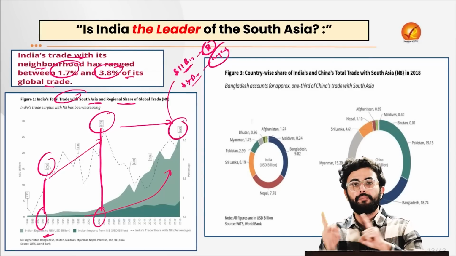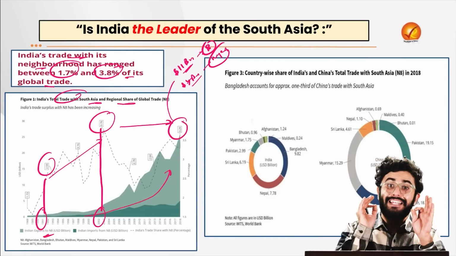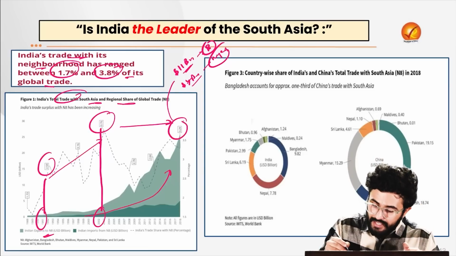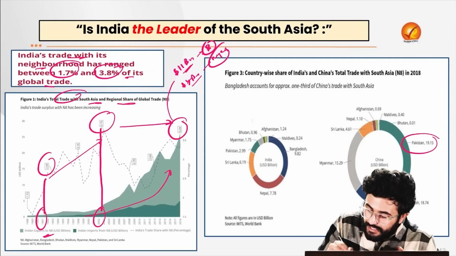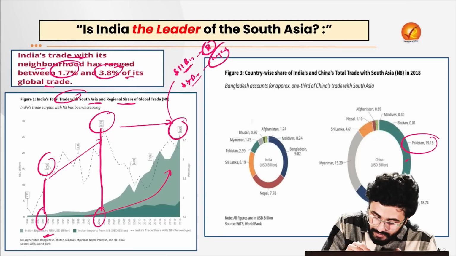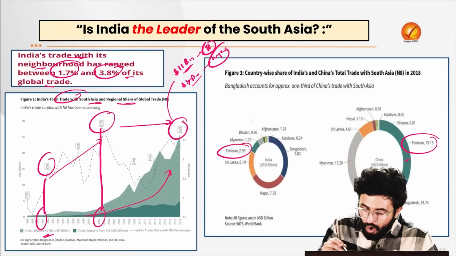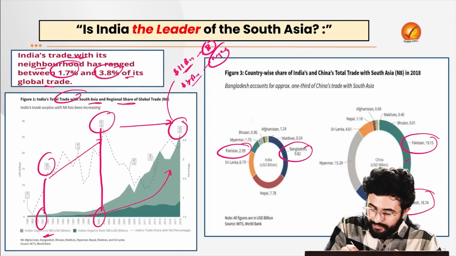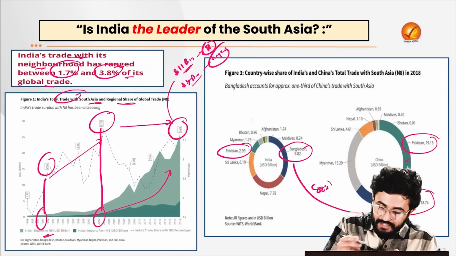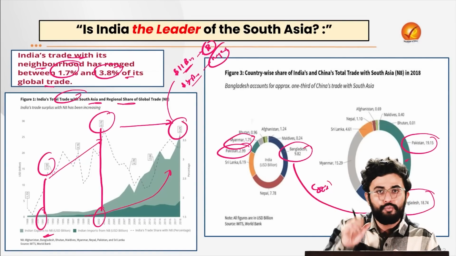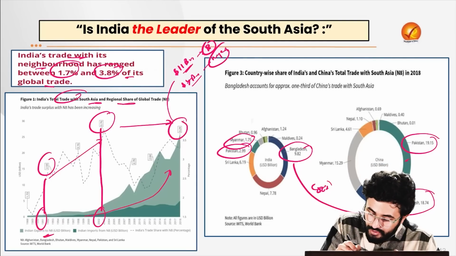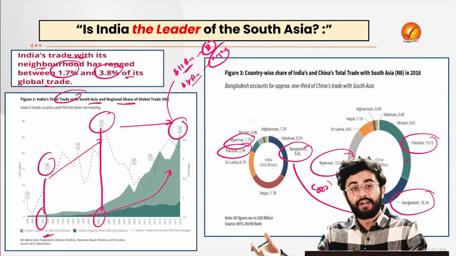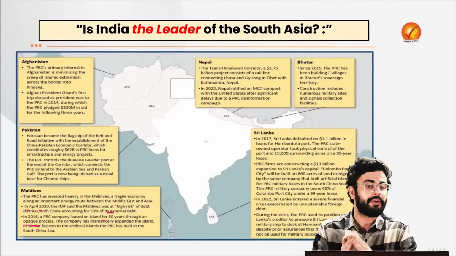But even then, if we compare ourselves with China, we have a very small share in South Asia. Just look at the trade China has with Pakistan and the trade we have with Pakistan. Or the trade China shares with Bangladesh compared to ours, which is almost 50% less. When it comes to Myanmar, we are trading around $1.75 billion, while China was trading around $15 billion. So obviously, we are faltering behind China in this aspect.